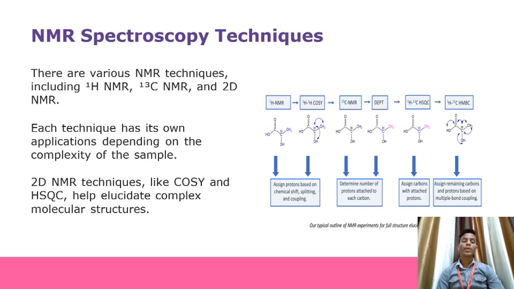NMR spectroscopy techniques. There are various NMR techniques including 1H NMR, 13C NMR and 2D NMR. Each technique has its own applications depending on the complexity of the sample. 2D NMR techniques like COSY and HSQC help elucidate complex molecular structures.